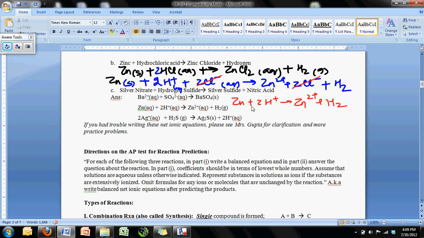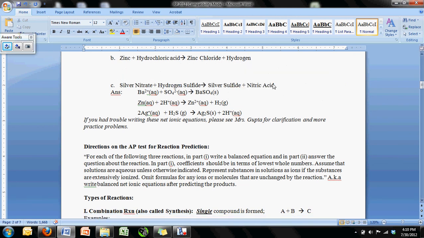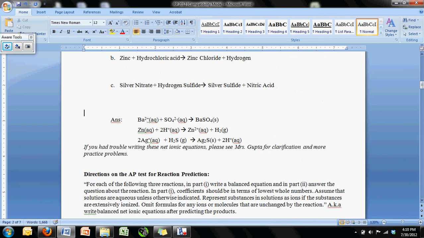So ultimately there was electron transfer between zinc and hydrogen. Hydrogen accepted electrons from zinc. Zinc turned into zinc cation, and hydrogen ions turned into hydrogen gas. So that's the net ionic equation here. The last example of net ionic equation is with silver nitrate, and let's do this one as well.